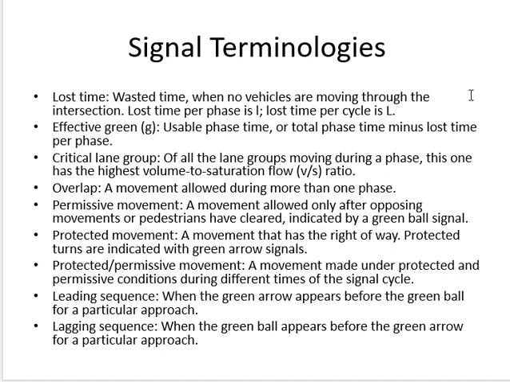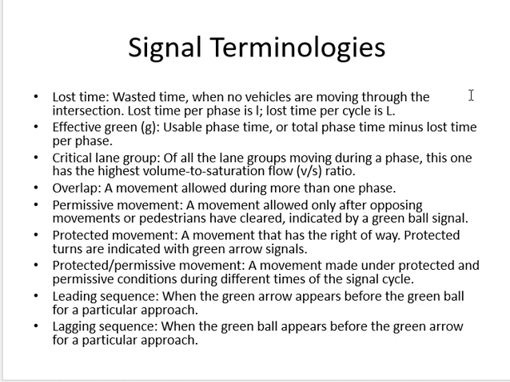Lost time is wasted time, when no vehicles are moving through the intersection, meaning when they are not entering the intersection. Lost time for one phase is represented with a small l. For the whole cycle, it is represented with capital L. You have the lost time of each phase, which could be different or the same, and when you add the lost time of all the phases together, you get capital L.